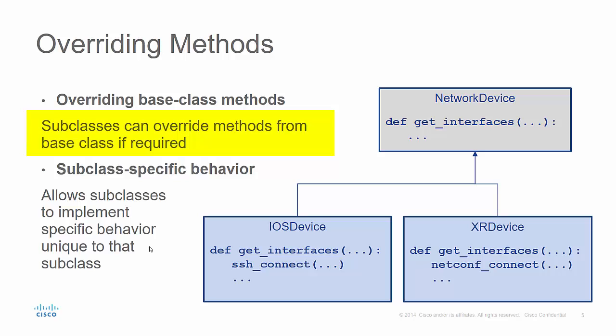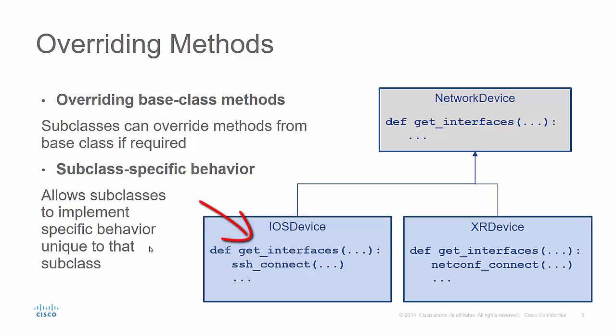If you look at the diagram, you can see that network device has a method defined as getInterfaces. However, iOS device has its own definition of getInterfaces, which is specific to how you would get interface information from an iOS device. In the example, it is shown using SSH in order to get this information.